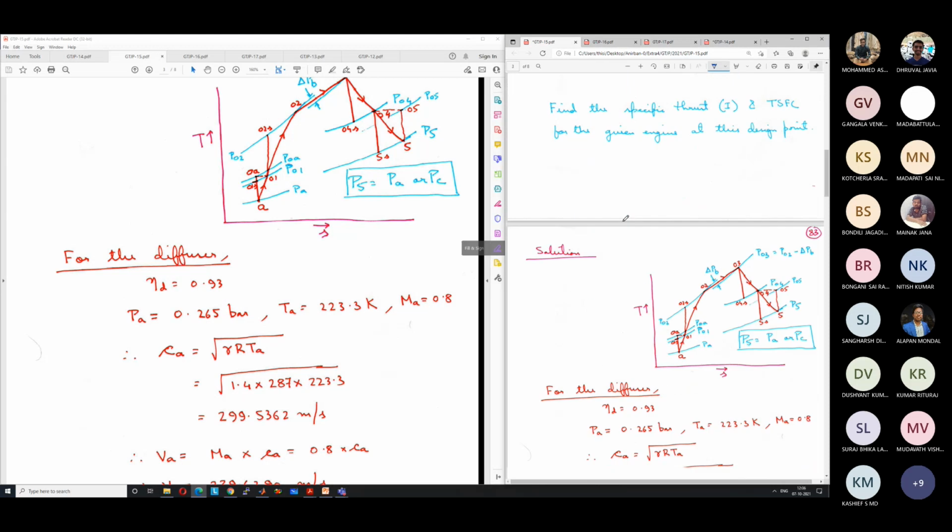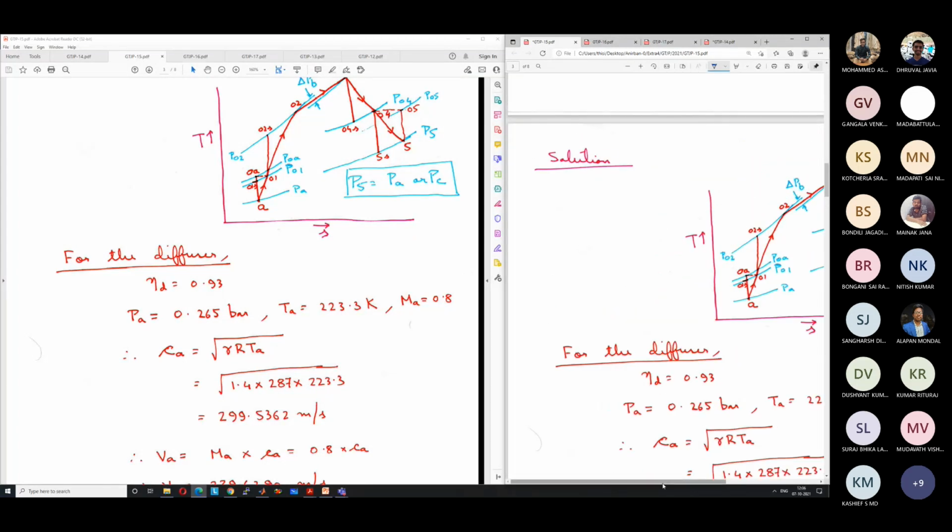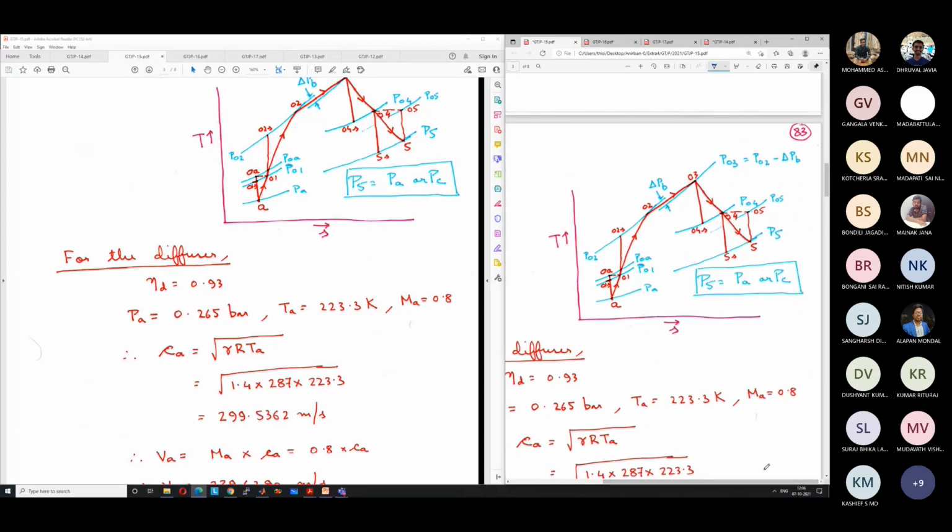So we will do the calculation. We have already gone through the steps. Let us quickly go through the calculation part. For the diffuser, the efficiency is given as 0.93. Let us keep the diagram open here. Atmospheric pressure is given as 0.265 bar, temperature is 223.3 Kelvin, and the atmospheric Mach number is 0.8. That means the flight Mach number of the aircraft is 0.8.